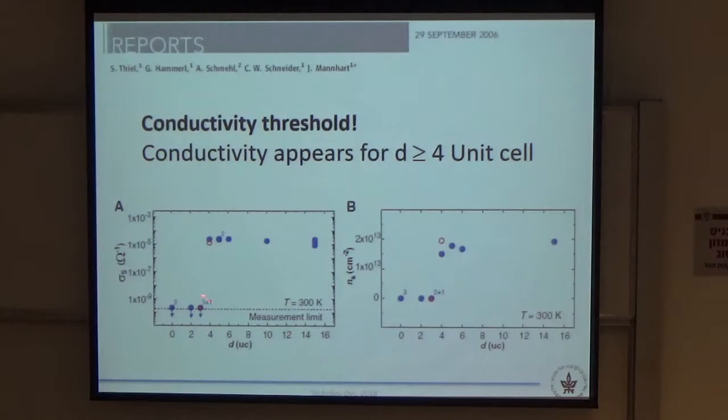Another very interesting feature is the conductivity threshold. If you deposit 1 or 2 or 3 unit cells of lanthanum aluminate, the material is still insulating, while if you grow 4 unit cells or more, you get conductivity very suddenly. So this is an abrupt change from an insulator to a metal, or to a 2D gas, and also this is in carrier concentration. So you have a conductivity threshold of 4 unit cells, and this is important for the next part.